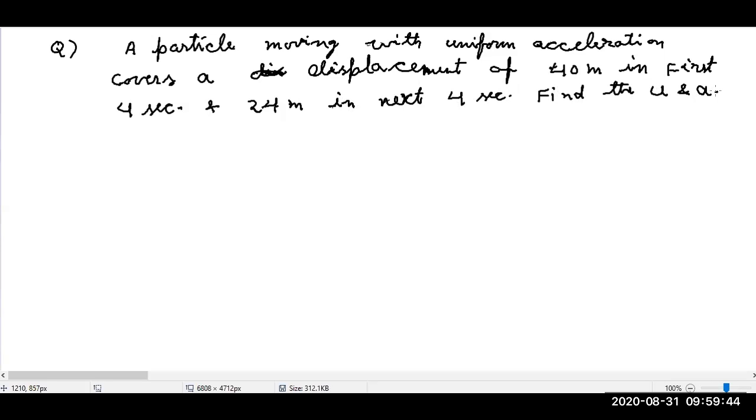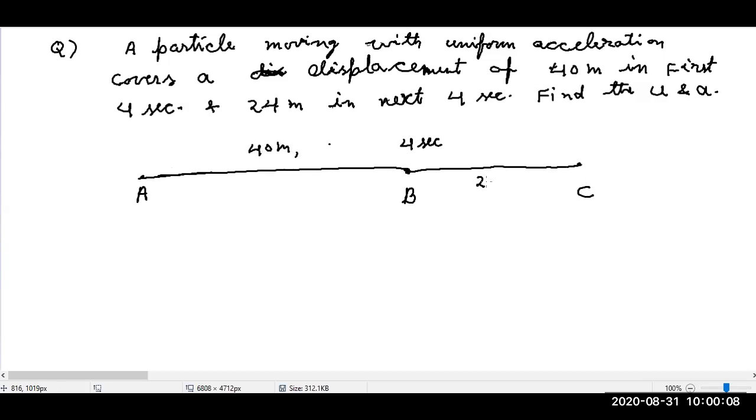So how are we going to do this question? Suppose the particle is here at A, this is the point B, and suppose this is point C. From A to B, it is covering a displacement of 40 meter in 4 seconds. Then a further 24 meter in the next 4 seconds, which means here it will be 8 seconds. If t equals 0 at this point, then at point C, t will be 8. So we have to find acceleration and initial velocity.